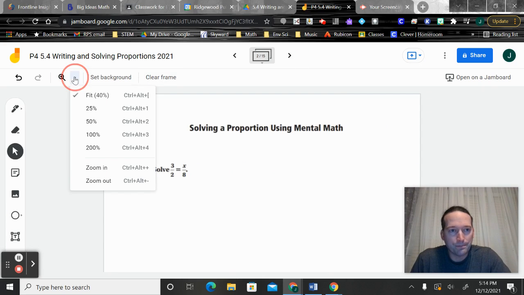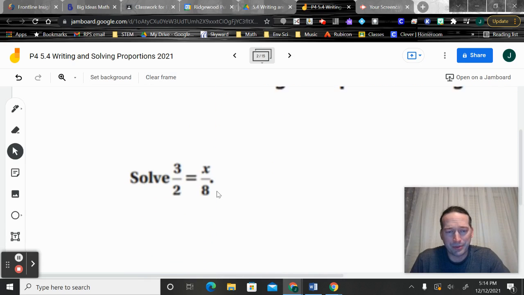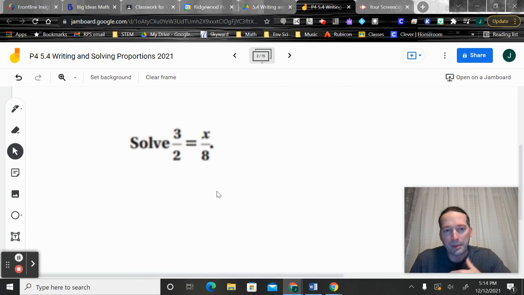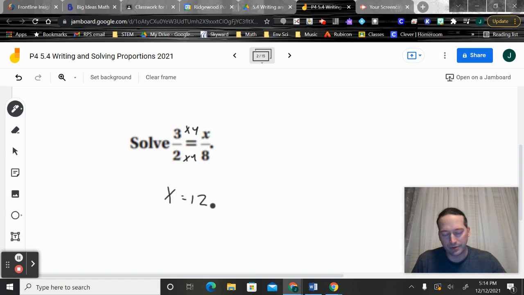Some of these are actually pretty easy. You can do them in your head. Remember, a proportion is two equivalent ratios, aka equivalent fractions that you did in like third grade. So this one is obviously super easy. You would just use what you did in third grade, multiply both by 4. And obviously x equals 12.